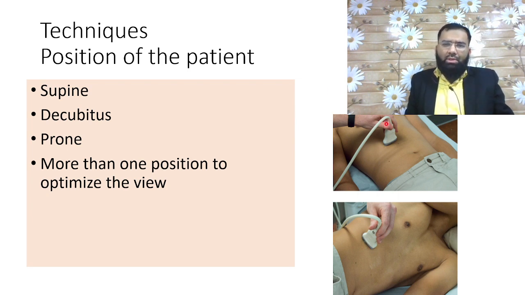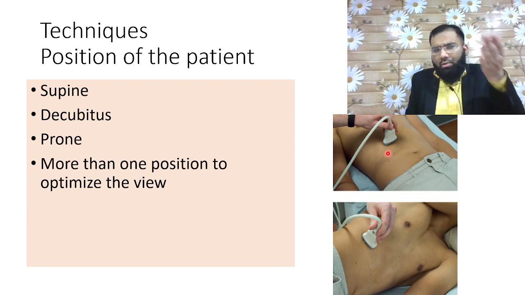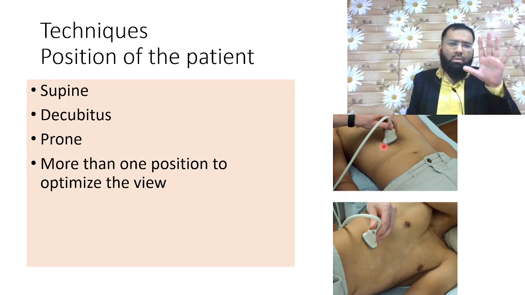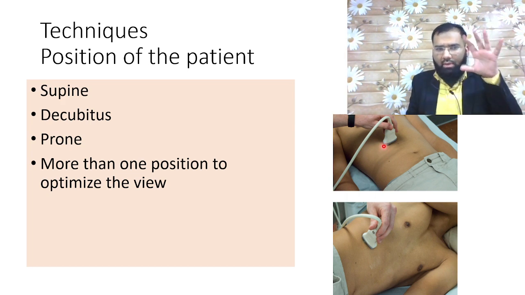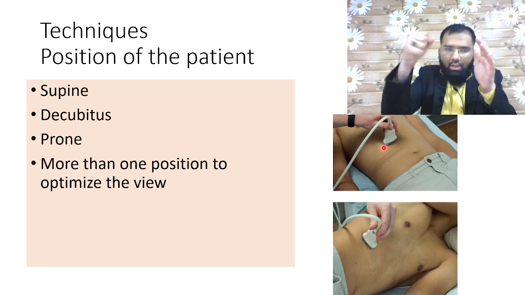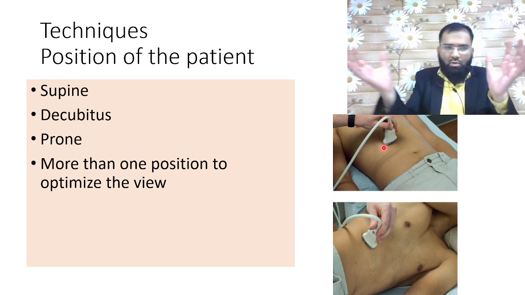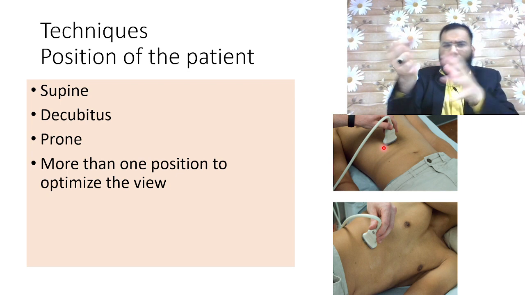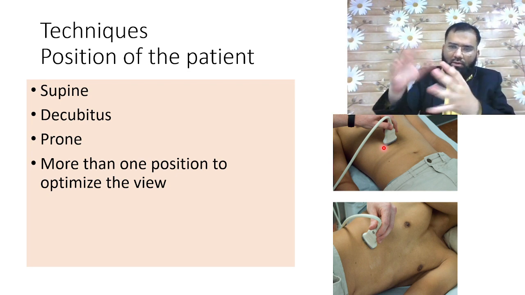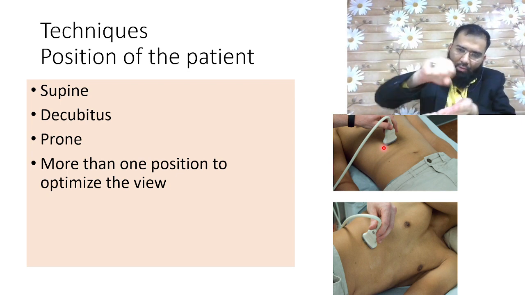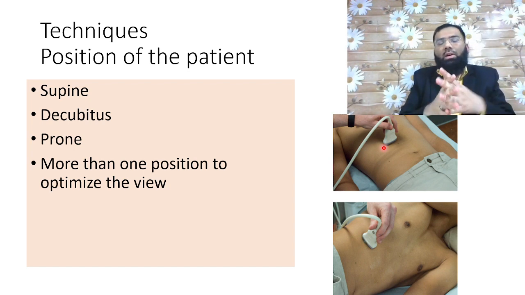So you can put patients in supine position, or you can try D-cube position. Now the major difficulty in this scan is locating the kidney. As I told you, there will be a lot of bowel loops anteriorly, and you will have to search for the kidney. So you will have to apply a lateral approach or a posterior approach to view the kidneys.